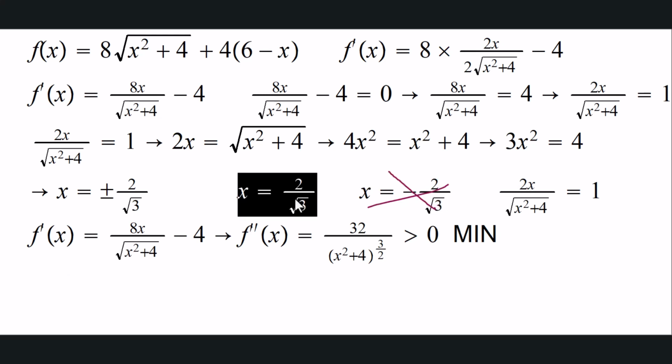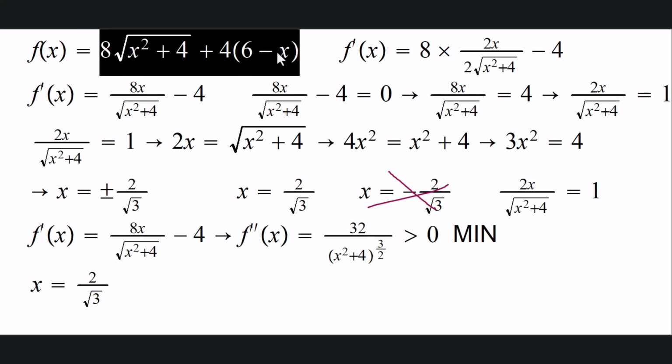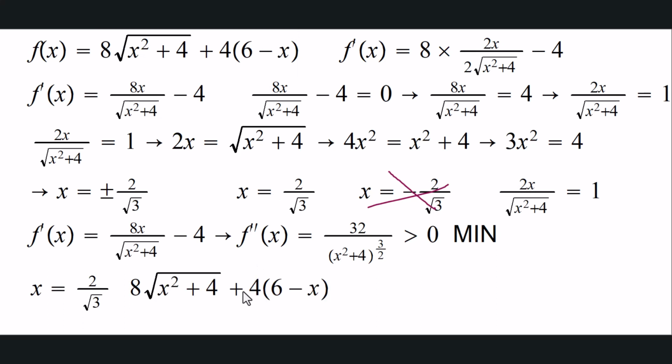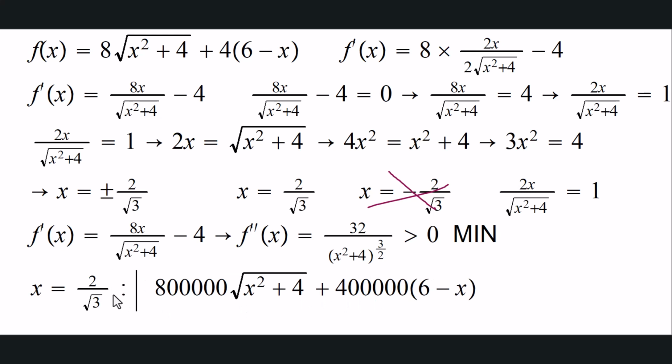And we can conclude that x equals 2 over square root of 3 kilometers would give us the minimum expense. And if you want to calculate that, all that you have to do is, remember, this is what we are minimizing. We can just bring it back to the original, and go ahead and substitute this value in place of x, and that will give you the minimum value.